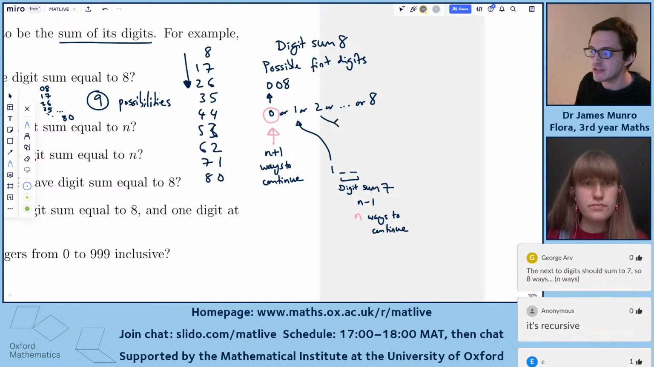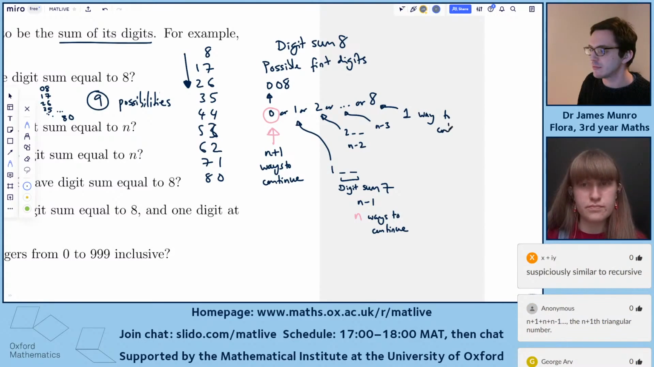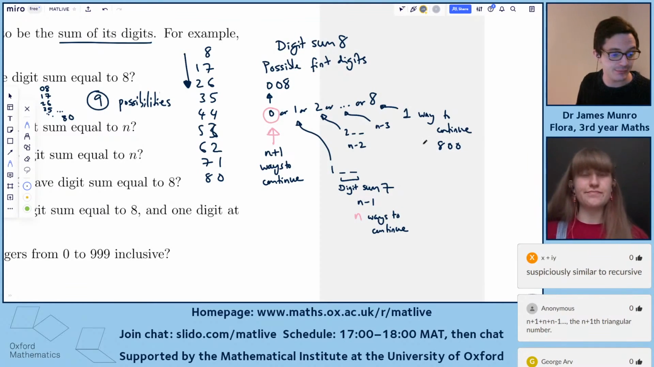Anyway, if I use 2, there's a pattern here. If I start with 2, then I want my next digits to sum to 6. There are 7 ways to do that, just n minus 2 ways to do it in general. And then if I start with 3, there are n minus 3 ways to continue, all the way down until if I start with 8, then there's only 1 way to continue. I've written down 8, my digit sum is going to be 8, so I'm going to have to write down 8, 0, 0. Or in general, n, 0, 0. Okay.